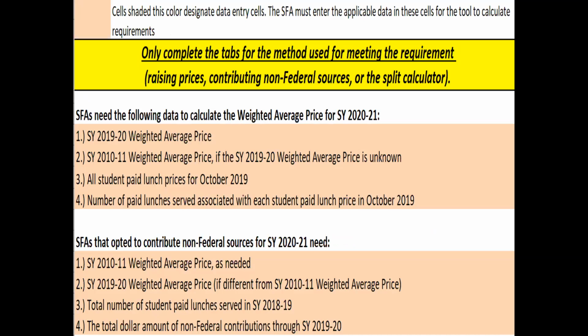Then, if you've opted to contribute non-federal funds in the 2021 school year, you still need those weighted price average, your weighted either the 2011 or the 1920 prices, the total number of student lunches in the 18-19 school year, and the total dollar amount of federal, non-federal contributions in the 1920 school year.